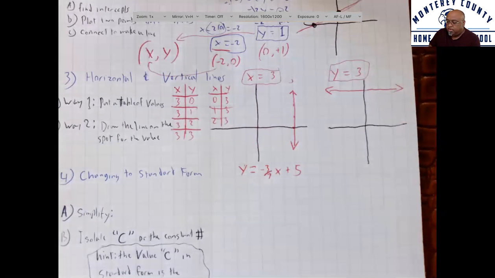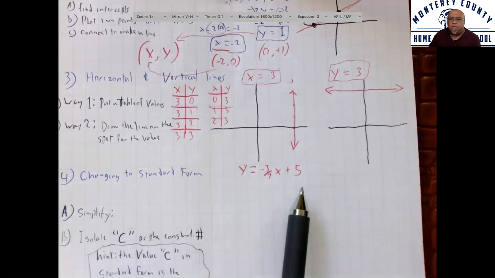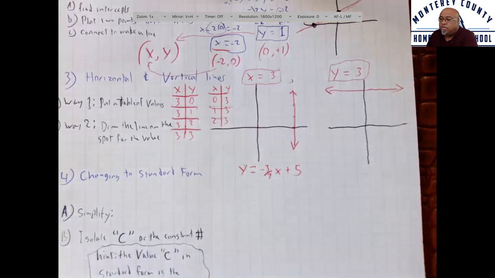So the steps are this: to simplify and then isolate c, or whatever the constant number is. A constant is just a mathematical way of saying this is a number that's not a variable, basically just a random number. It could be 5 like it is here, it could be 12, it could be any number. It could be a fraction, as long as it's just an actual number, like an arithmetic number.